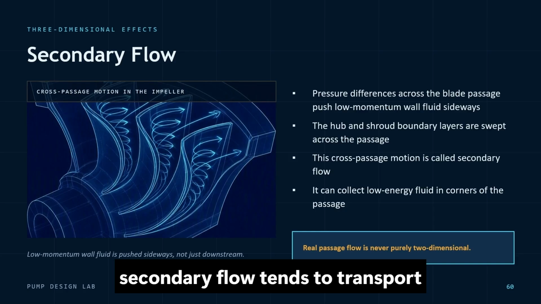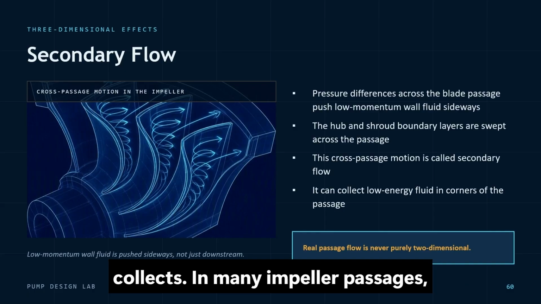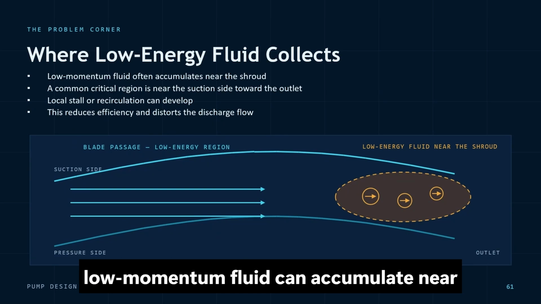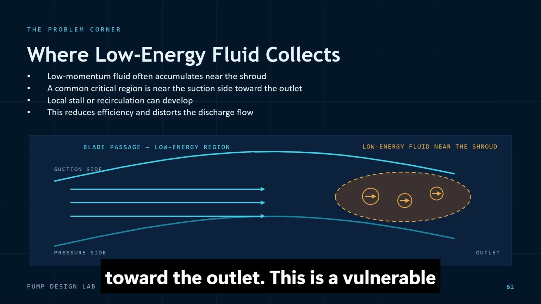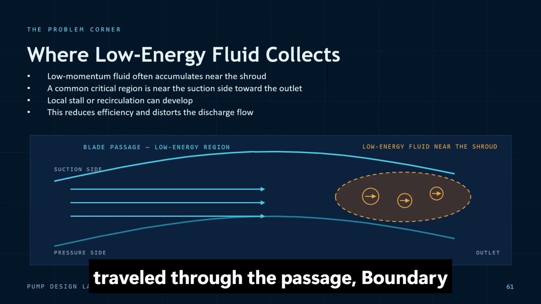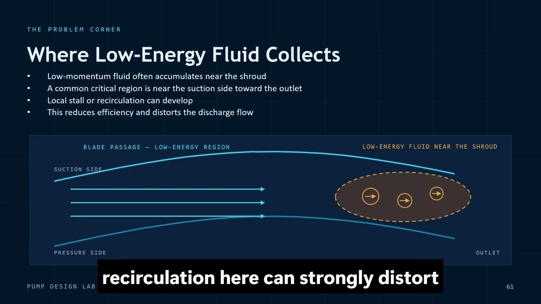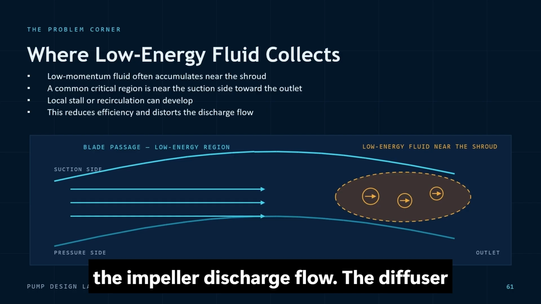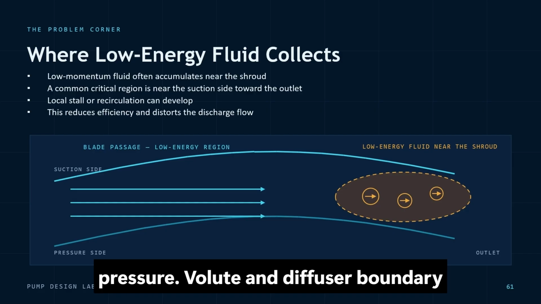That secondary flow tends to transport low-energy fluid toward particular vulnerable regions, where low-energy fluid collects. In many impeller passages, low-momentum fluid can accumulate near the shroud and close to the suction side toward the outlet. This is a vulnerable region because the flow has already traveled through the passage, boundary layers have grown, and pressure recovery may be occurring. Local stall and recirculation here can strongly distort the impeller discharge flow. The diffuser and volute then face their own separation challenge as they attempt to recover pressure.